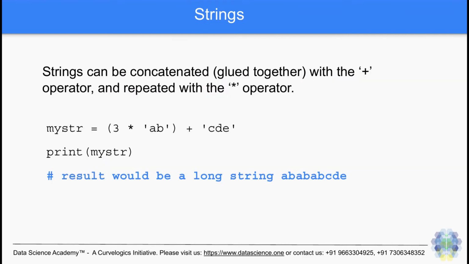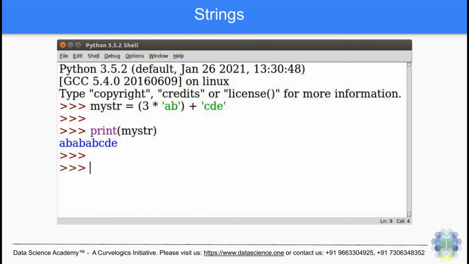Let us learn a few basic string manipulations. Strings can be concatenated, that is, glued together head to tail, with the plus operator. With the asterisk, the string is repeated. As an illustration, let us assign 3 * 'AB' + 'CDE' to the variable mystr. With print(mystr), the result would be a long string: ABABABCDE.